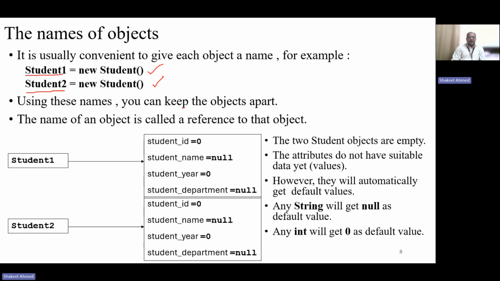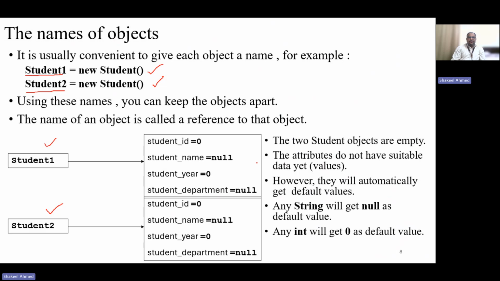So use these names. You can keep the objects apart, so we can use them separately, as many objects as you have. The name of an object is called a reference to that object. Say, for example, we are declaring student1 and student2, and as we have previously declared a class, we have a student ID, string name, and string department.